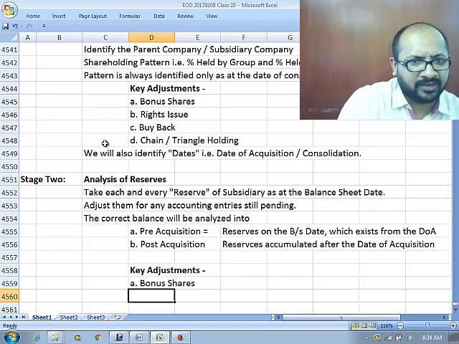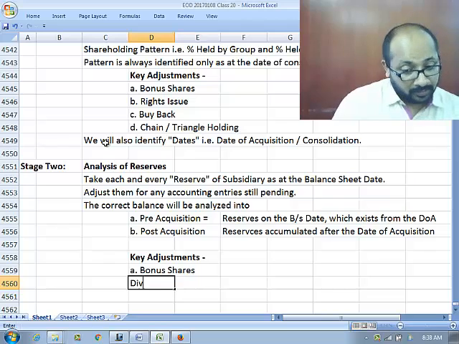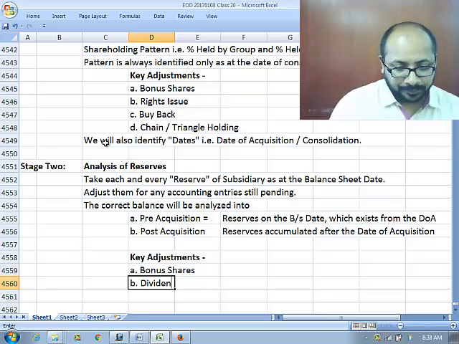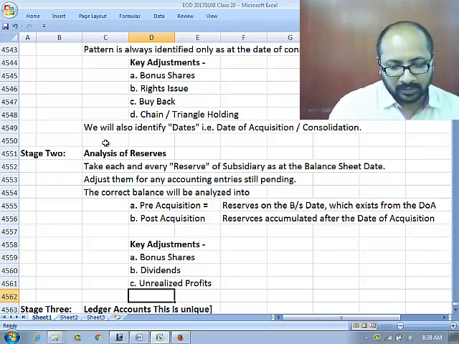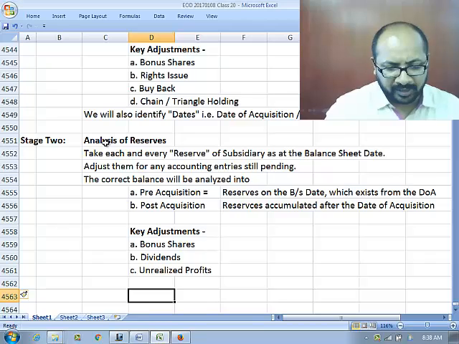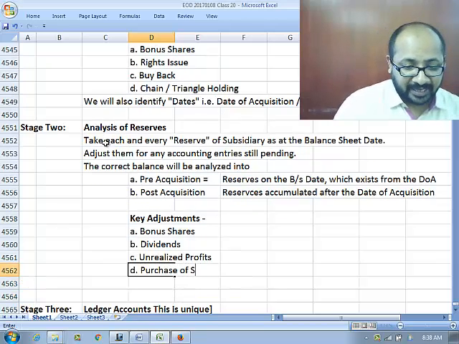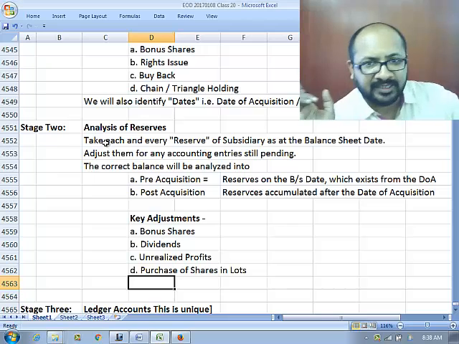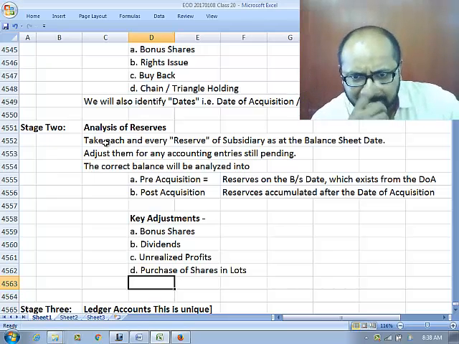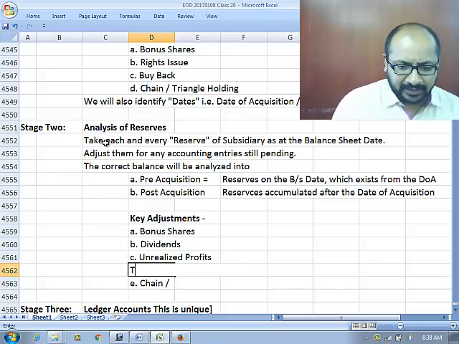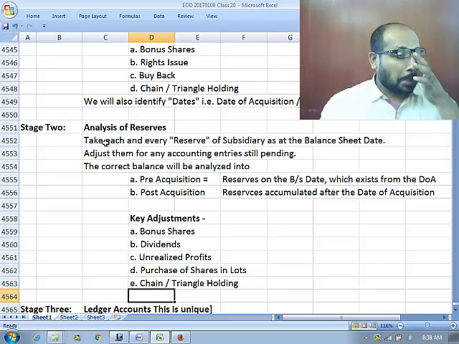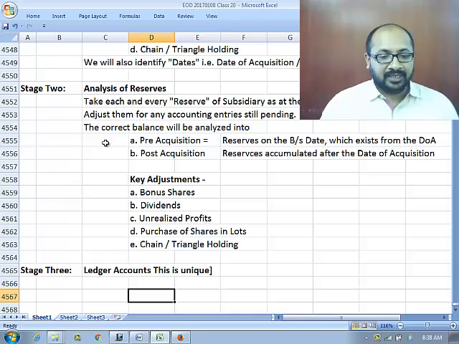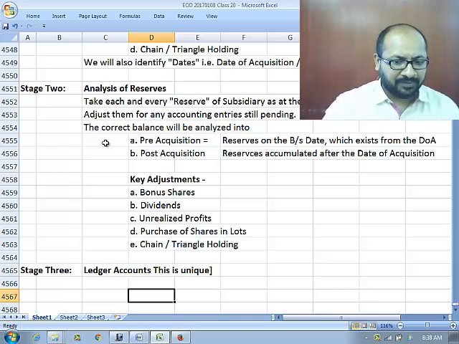They have tested it more than any other. Yeah, bonus share is one. Dividends, a huge adjustment, with many adjustments on dividends. Third, something called unrealized profits. I'll mention it here. You can also put it separately later. Fourth, purchase of shares in lots. The implication we'll be seeing separately at a later point of time. These are some of the adjustments that we'll be seeing here. Once again, chain holding, triangular holding, completely. These are a bunch of adjustments that we'll be seeing under analysis of reserves. These are the specific areas here.